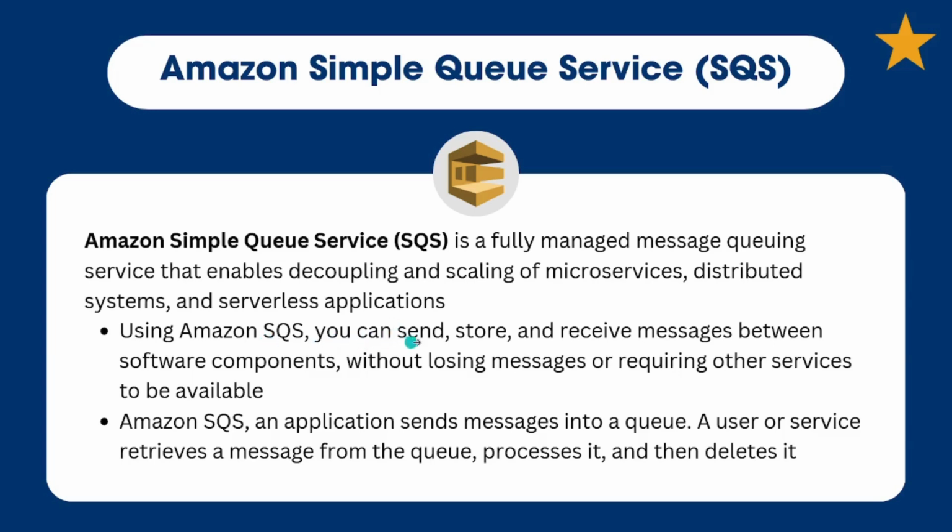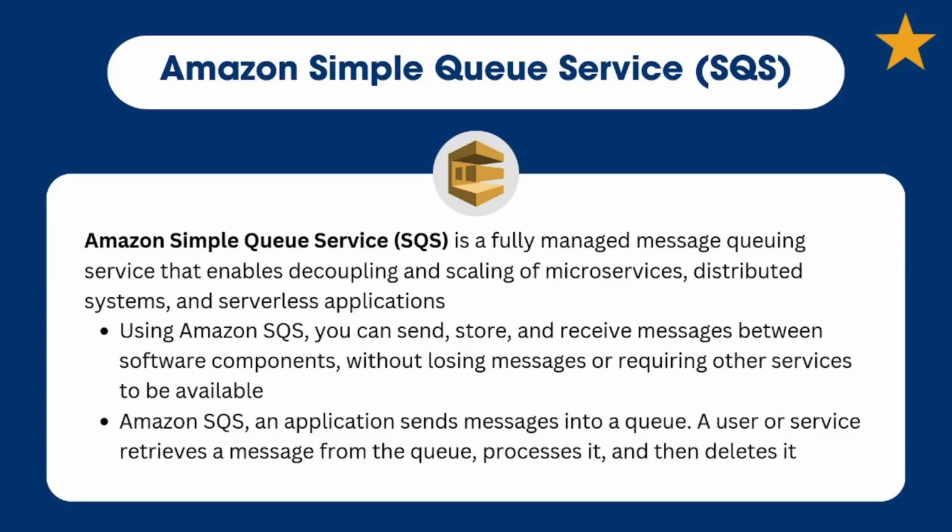With SQS, you can send, store, and receive messages between software components. The big one is store. Sometimes your services aren't ready to handle 1,000 different messages at once. Maybe it can only handle one at a time, but maybe your other service that's actually producing those messages is ready to send all 1,000 messages. Well, the best way to handle this is through a queue.